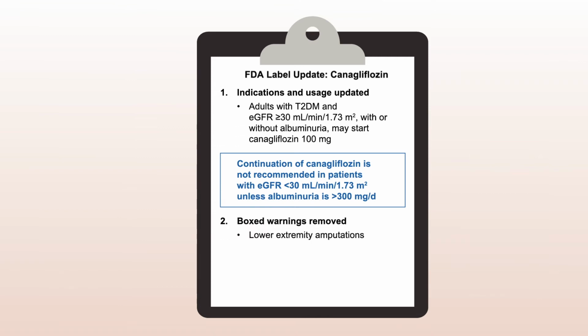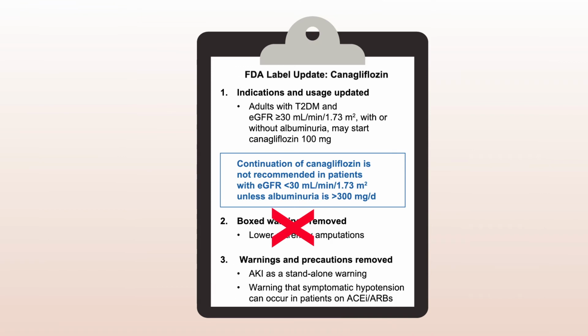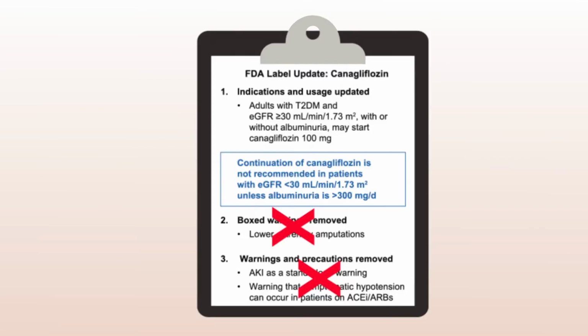The box warning for lower extremity amputations was abolished, and they said we no longer believe this risk meets the standard of a box warning. So again, very important. Also removed acute kidney injury as a standalone warning. And they said that that warning, an additional warning that was there, symptomatic hypotension can occur with ACEs or ARBs. They removed that. So again, major changes in labels.